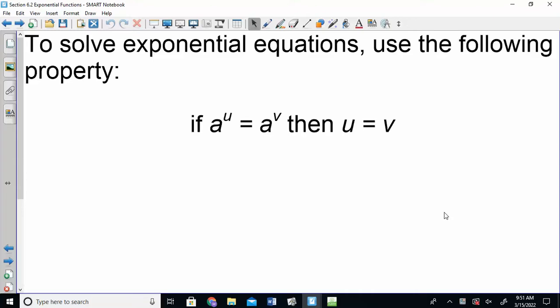We're still in the same section. Today we are going to start solving equations. So we got done graphing these exponentials, now we're going to solve equations. With these, we are going to be using a very important property. It says if a to the u equals a to the v, then u equals v.